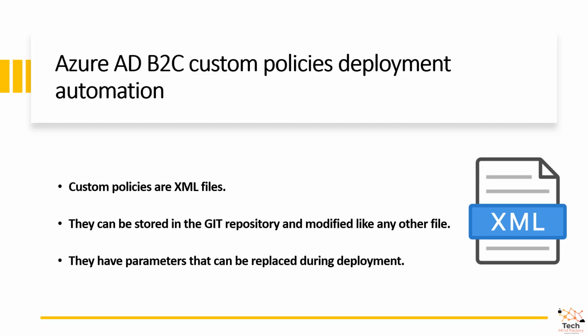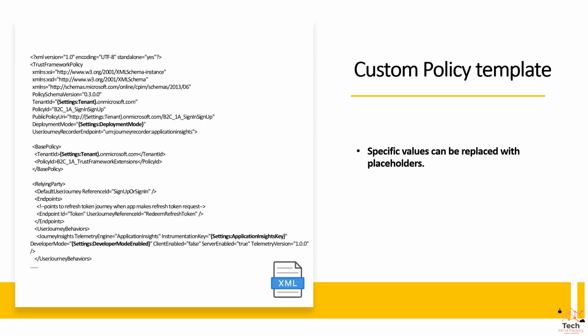So within the custom policy XML file, you will find information about the tenant name, the client ID of the Identity Experience Framework application, the proxy Identity Experience Framework application, maybe the Application Insights instrumentation key, deployment mode, development mode, and so on. So basically, all of this can be injected during the deployment of custom policies. So let's look at the custom policy template.